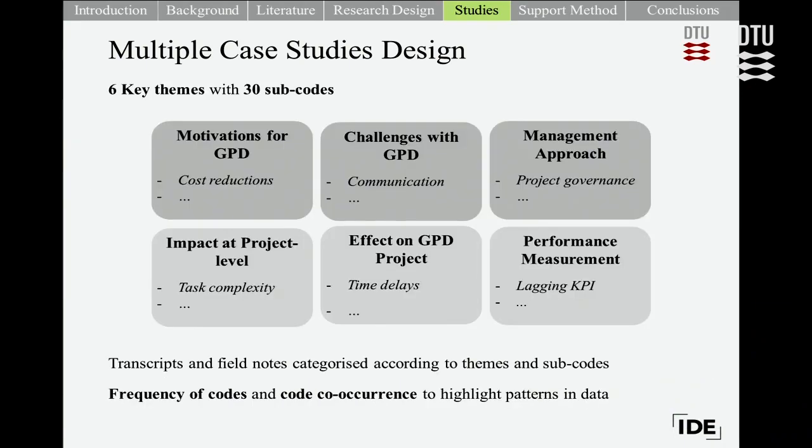So the design of the study and the analysis: we developed a predefined coding scheme based on the literature. However, where literature did not exist, codes were added to the scheme to avoid the confinement of data. For example, for the motivations and challenges, many of these at the high level were identified in literature, so we used codes from these. However, for performance measurement, where less has been reported in this global context, additional codes were developed based on the data. The transcripts for the interviews and the field notes from observations were then categorized according to the key themes and subcodes, and the frequency of codes and code co-occurrence was analysed to highlight the patterns in the data.